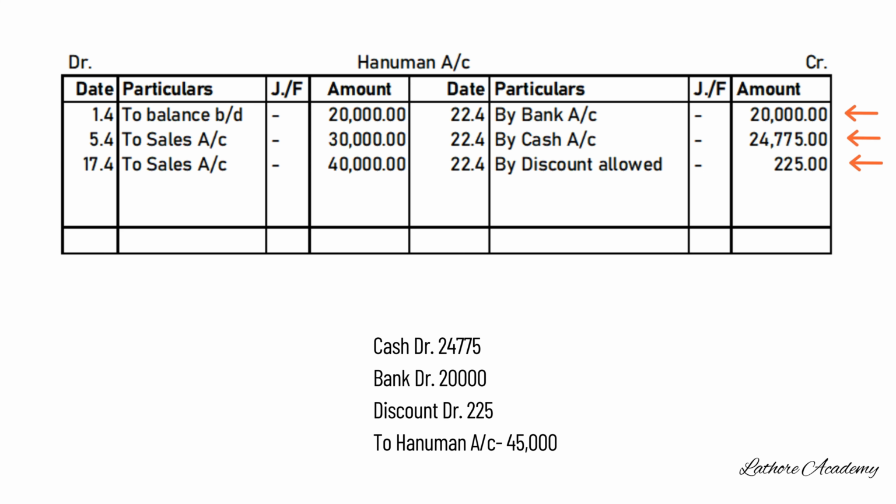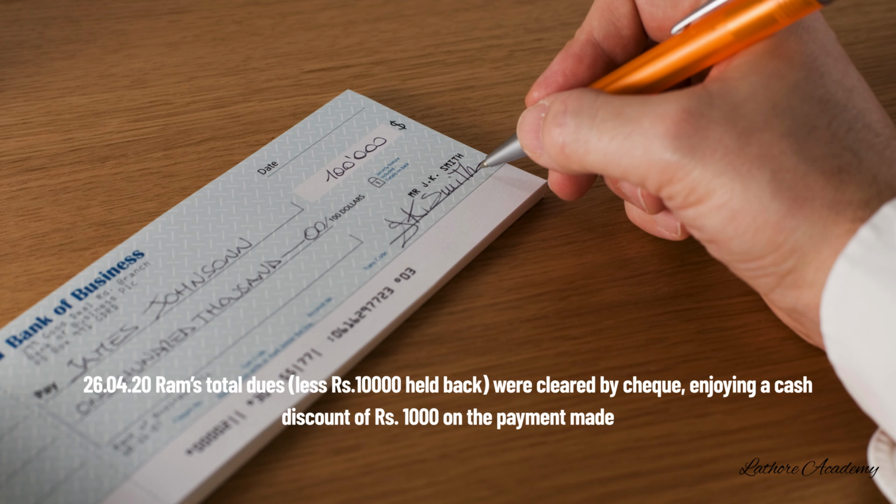Moving on to the next transaction, on 26th April 2020, Ram's total dues, where 10,000 were held back, were cleared by check, enjoying a cash discount of 1,000 rupees on the payment made. Since we are issuing a check to him, the journal entry will be Ram's account debited, and the payment being in the form of check, bank account has to be credited.